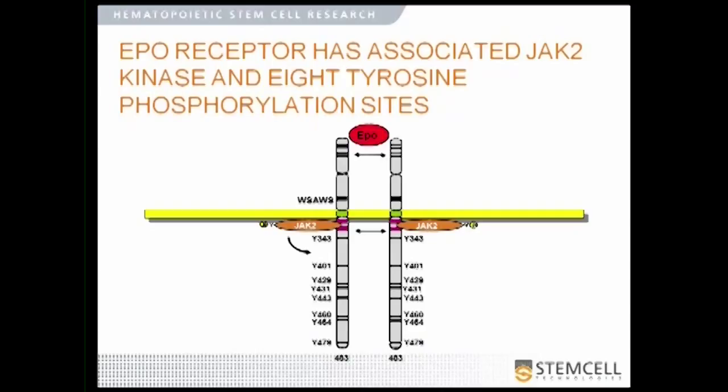This next slide is an illustration of the EPO receptor, and when EPO binds to the receptor, it homodimerizes, leading to 2 JAK2 kinase molecules being brought in close proximity so that they can cross-phosphorylate each other. This leads to their activation and subsequent phosphorylation of the 8 tyrosines found in the C-terminal tail of the EPO receptor. Once these tyrosines have been phosphorylated, downstream signaling molecules can be recruited to the receptor through protein binding domains that bind phosphorylated tyrosines, and then the signaling cascade begins.